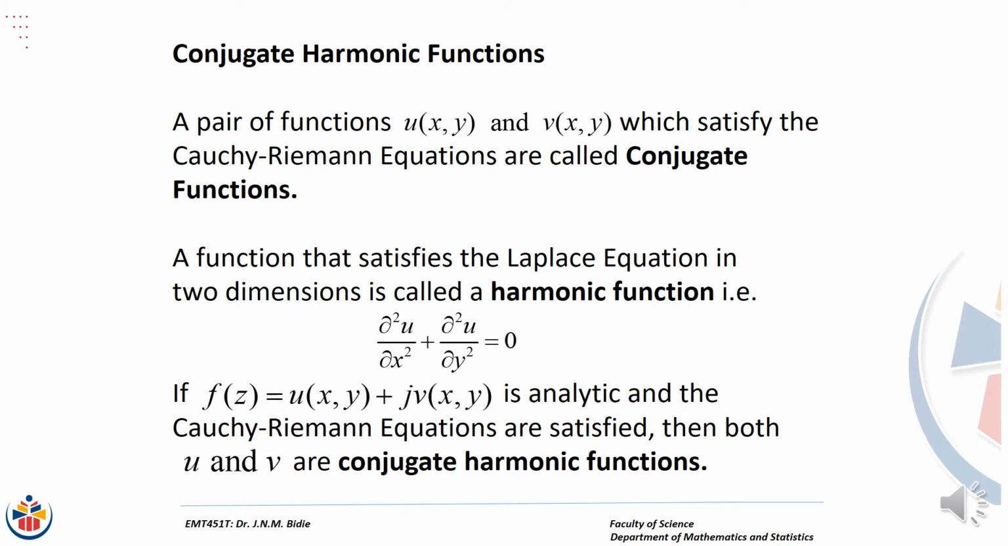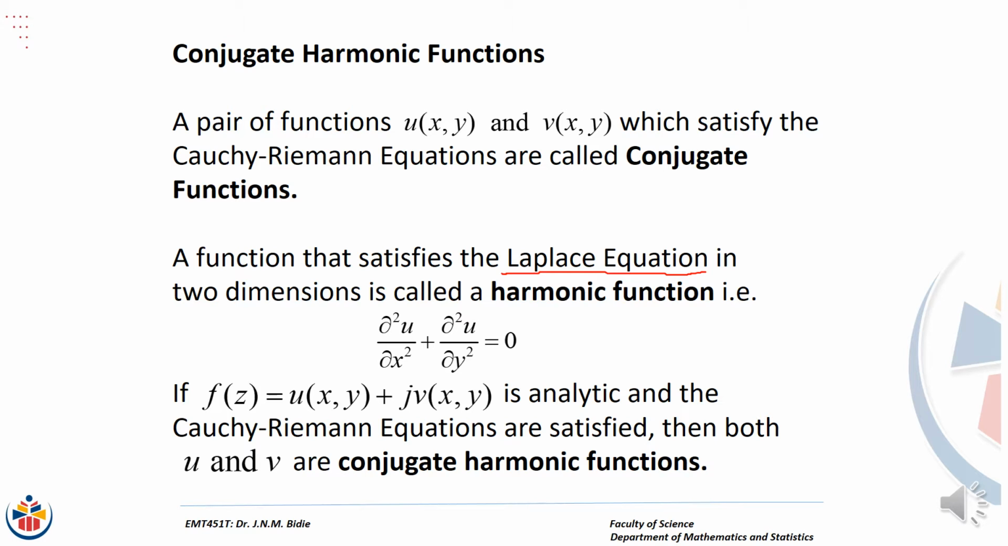Now we go to conjugate harmonic functions. It is imperative that we note that a pair of functions of both x and y, that is functions u and v, satisfying the Cauchy-Riemann equations, we call them conjugate functions. And then thereafter, we say a function that satisfies the two-dimensional Laplace equation is a harmonic function.